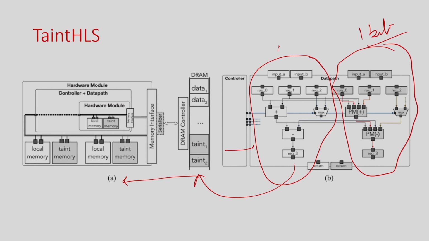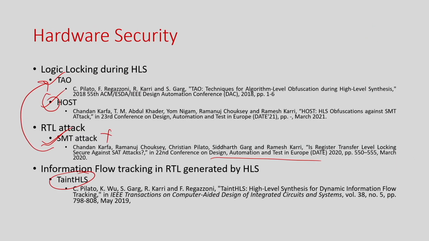So, information flow tracking is not something new, but what is new is how we can generate a circuit which can track the information flow within the circuit itself. So, that is another interesting work. This is what is happening in the context of hardware security in high level synthesis, and now let us move to the next one.